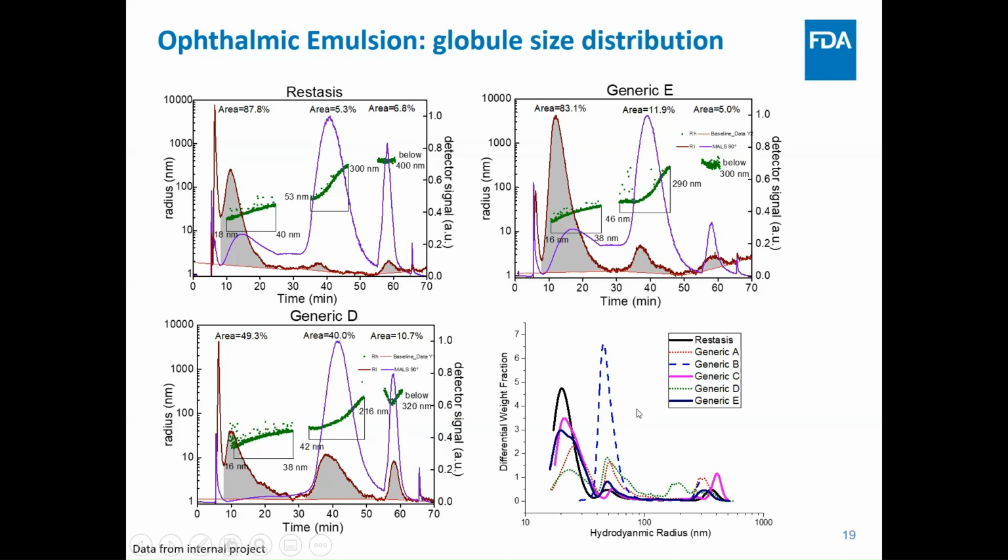Apparently, not all the generic products are the same as the RLD. Actually, for generic B, the distribution is quite different from Restasis, from the RLD. So the AF4 can give us very rich information on the particle size distribution.